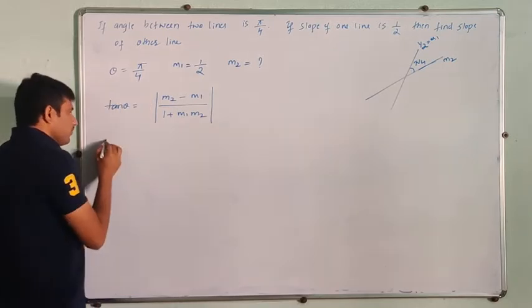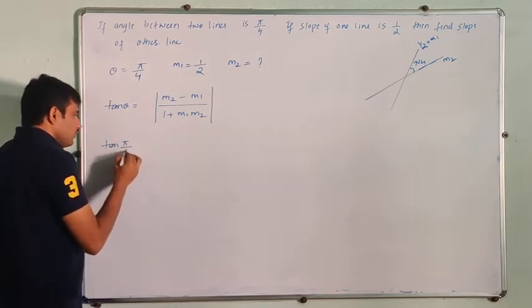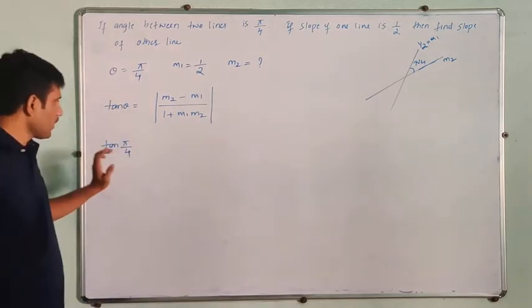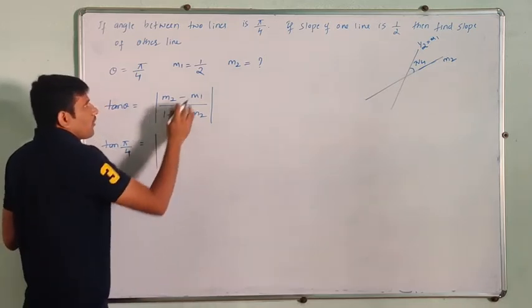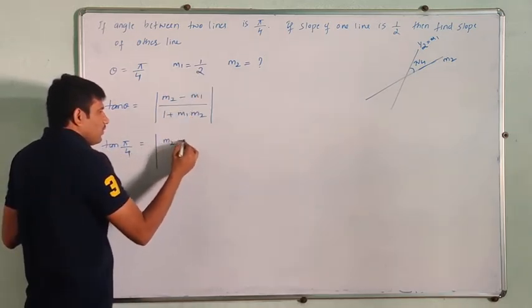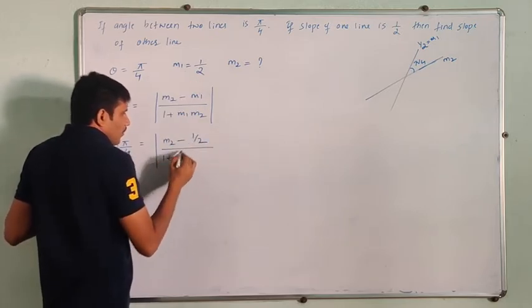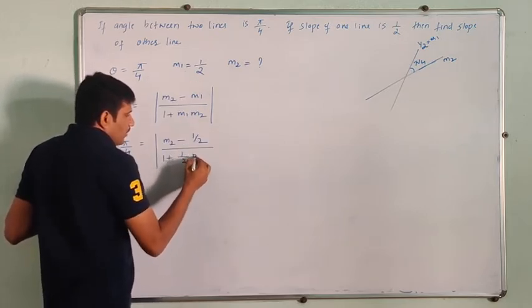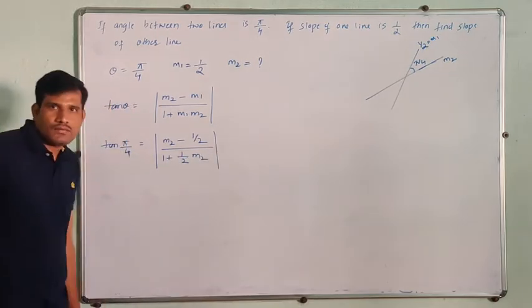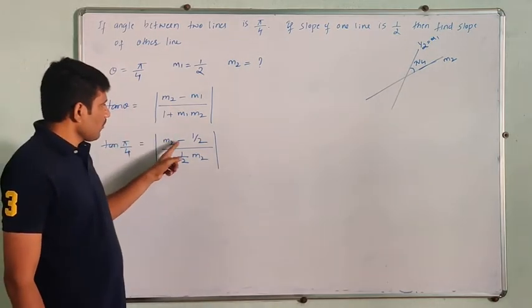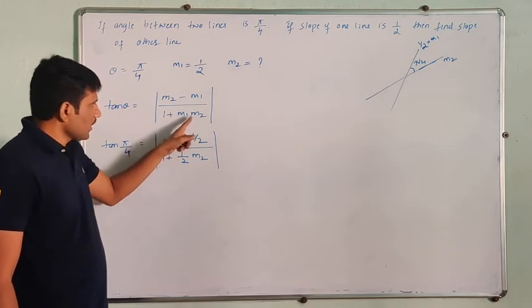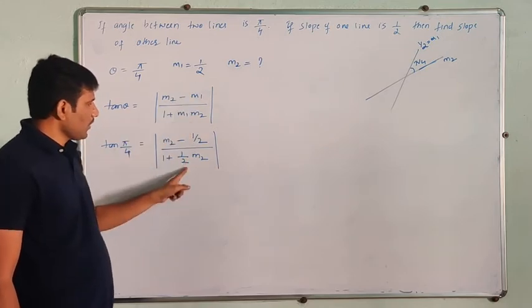So theta is pi by 4. Tan of pi by 4 is equal to mod of m2, which we have to find, minus m1, m1 is 1 by 2, divided by 1 plus m1 into m2, that is 1 by 2 into m2. Is it clear? So m2 minus m1 is 1 by 2, 1 plus m1 into m2, m1 value is 1 by 2 into m2.